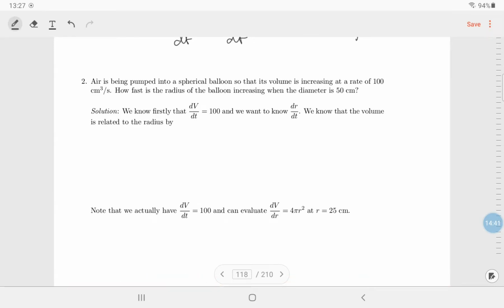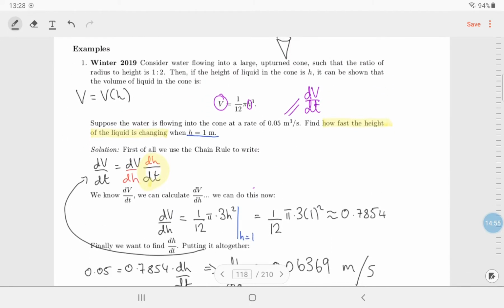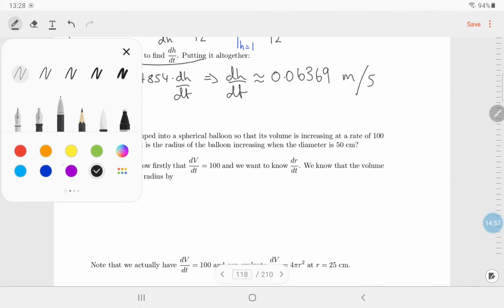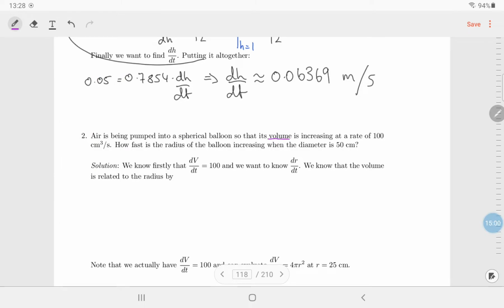So another example. Air is being pumped into a spherical balloon so that its volume is increasing at that rate. In terms of the variables, what do we see in the question? We see volume, we see radius. These are the things we're interested in. And it says that the volume is increasing at a rate of 100 centimeters cubed per second. So this is the rate of change of volume. Okay, so we know dV/dt is 100 and we want to find dr/dt.